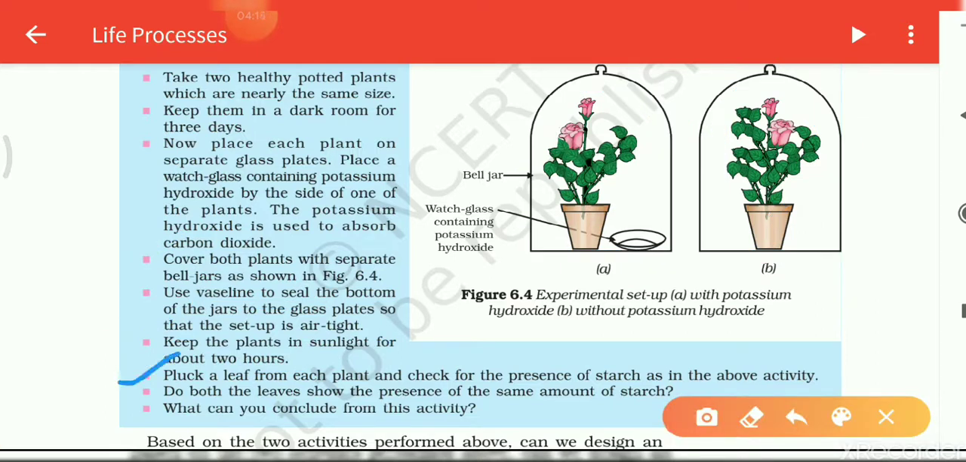Now pluck a leaf from each plant and check the presence of starch as in the above activity. Do both the leaves show the presence of the same amount of starch? What can you conclude from this activity? Students, let's not perform this activity here. We can pluck the leaves from this potted plant and from this potted plant also.